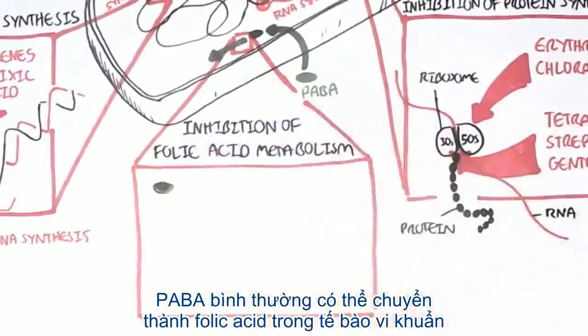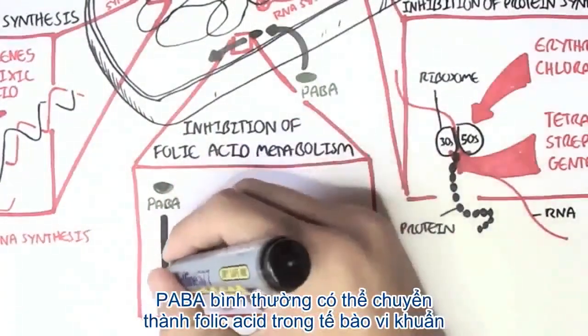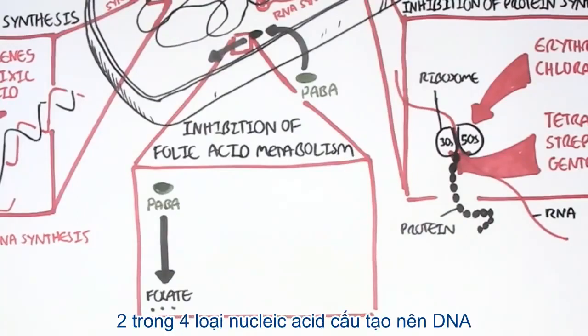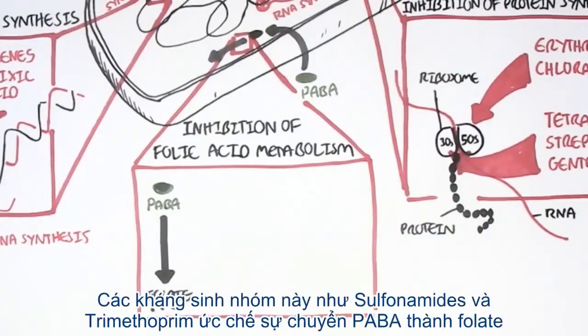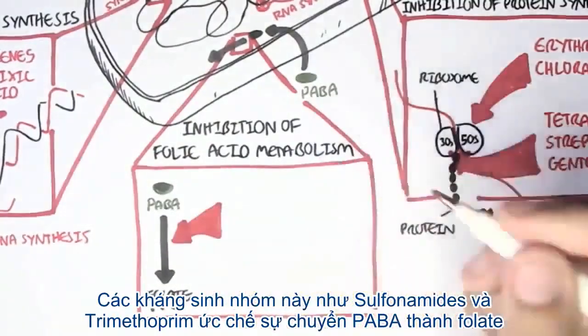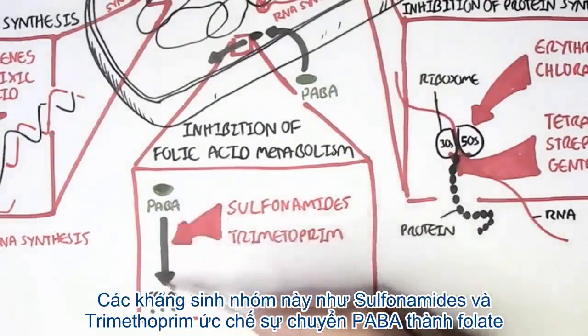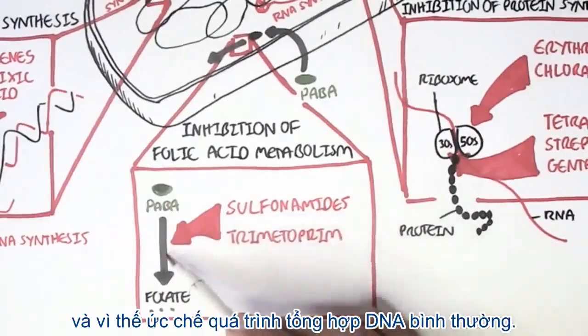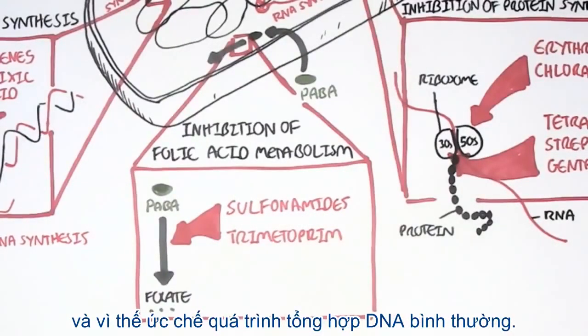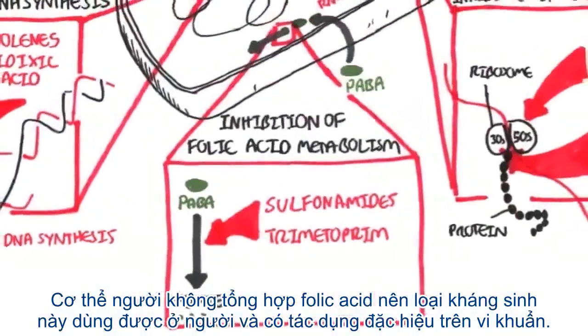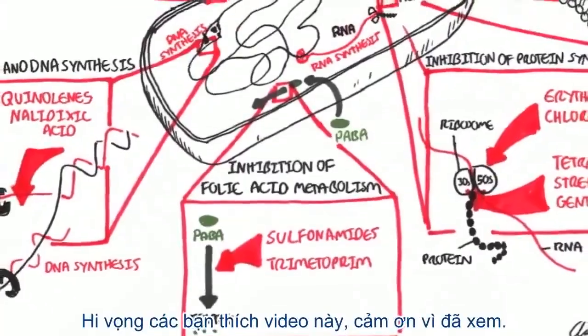See, PABA normally can be metabolized to folic acid within the bacteria, and folic acid or folate is essential for the synthesis of adenine and thymine, two of the four nucleic acids that make up DNA. These antibiotics, such as sulfonamides and trimethoprim, prevent conversion of PABA to folate and therefore prevent proper DNA synthesis, you can say. Humans do not synthesize folic acid, and so these antibiotics are okay to take for humans and are selective towards bacteria. I hope you enjoyed this short video on antibiotics.